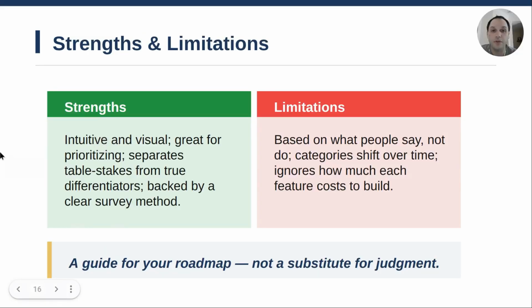Let's be balanced about the tool. Its strengths, it's intuitive and visual. It's excellent for prioritizing. It cleanly separates table stakes from true differentiators, and it's backed by real survey method rather than gut feel. But the limits matter too. It's based on what people say, not what they actually do. The category shifts over time, as we saw with delighters. And it says nothing about how much each feature costs to build. So use it as a guide for your roadmap, not a replacement for your judgment.